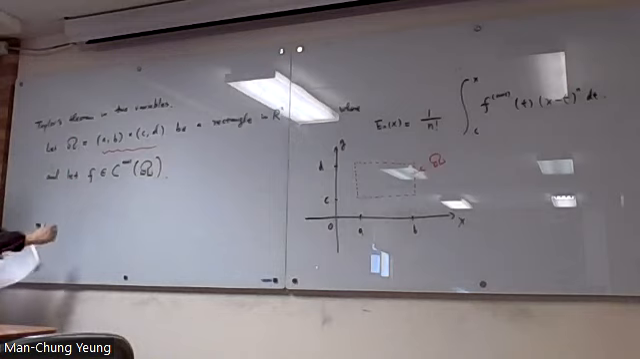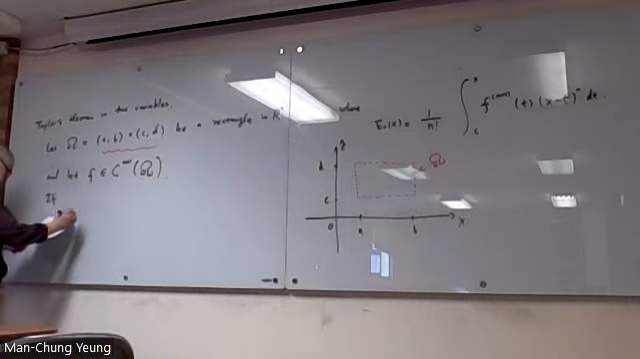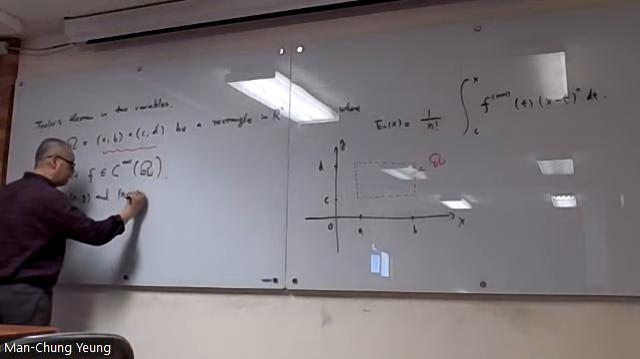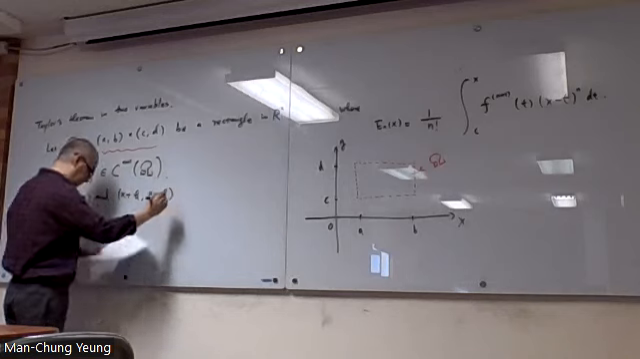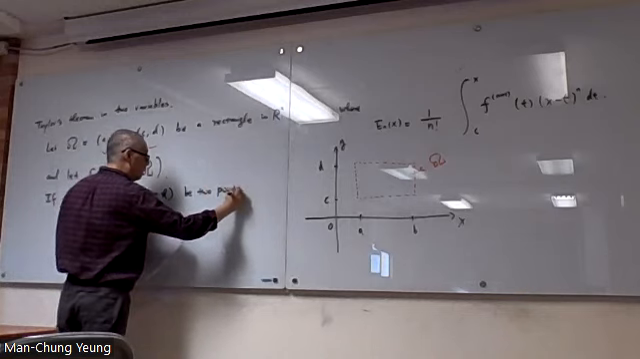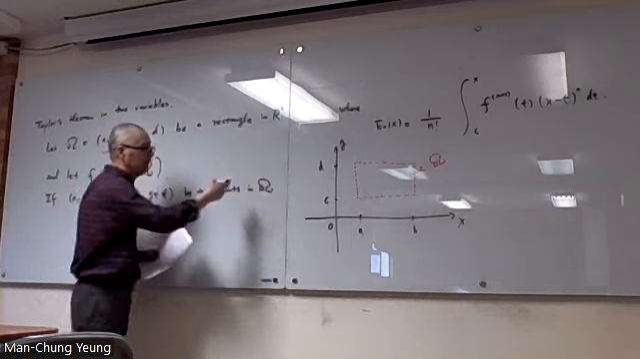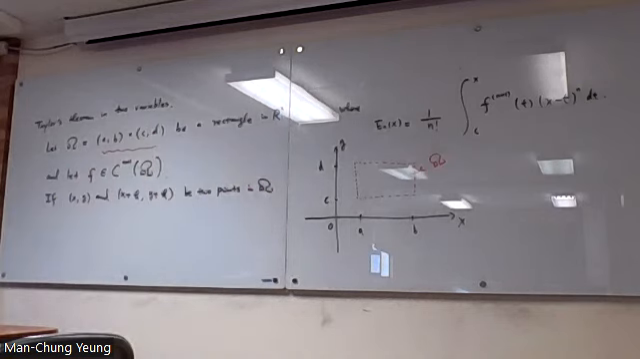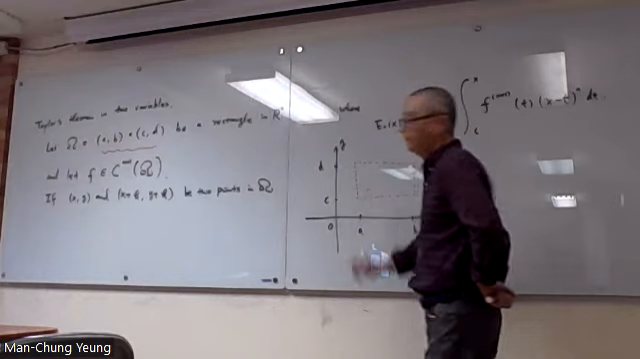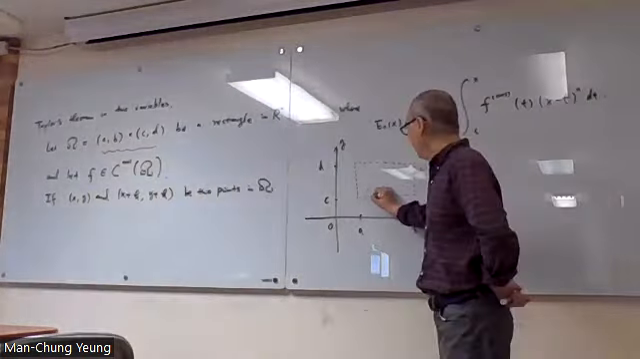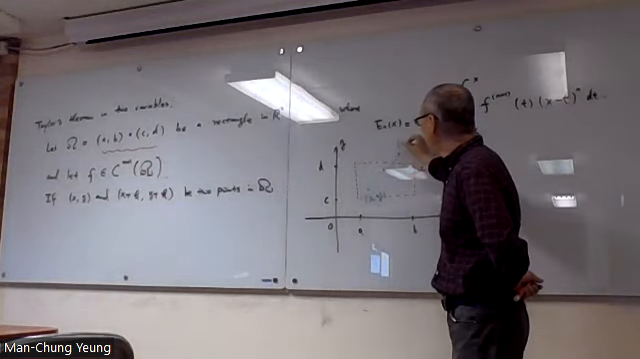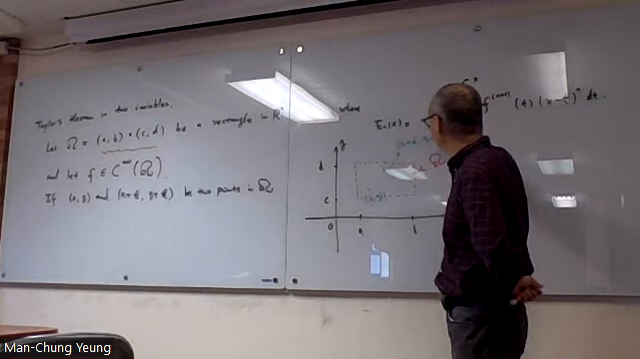Now, the conclusion. If (x, y) and (x plus h, y plus k) are two points in omega, in the rectangle, pick two points. One point is (x, y). The second point is (x plus h, y plus k).